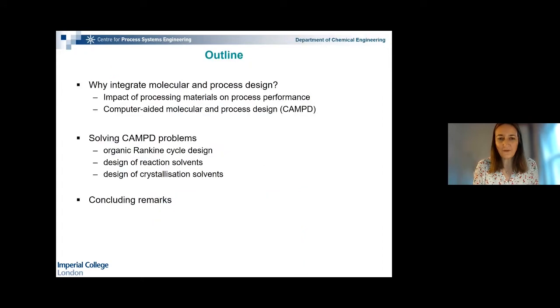I just want to present an overview of some of the work we've been doing on integrating molecular and process design. And I want to start off by motivating the work a little bit and trying to see why it's important to integrate those two scales of operation. And then I'm going to talk about the work we've done through examples. I won't have much time to go into the details of how we do things, but hopefully I can give you a flavor for that. And we look at some quite different examples. One, we look at the selection of fluids for organic Rankine cycles. And then we look at solvents in terms of reaction solvents and then crystallization solvents.